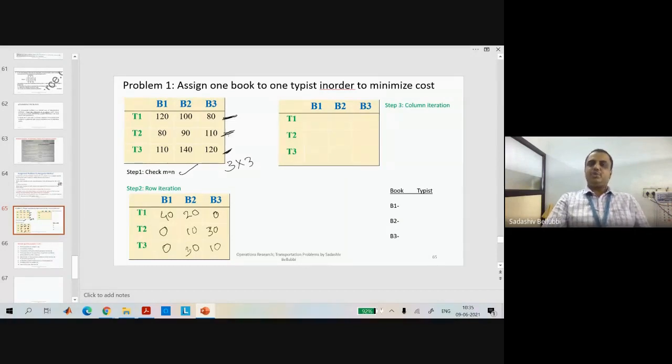Next we need to go for the column iteration. What do you mean by column iteration? In each column, we need to identify the least number and subtract it from all the elements. A common mistake made by students is that they again select the first matrix, the matrix originally given. Do not consider that one now, because we have already finished step number 2. Whatever matrix you got in step number 2, that matrix you need to consider and then go for the column iteration.